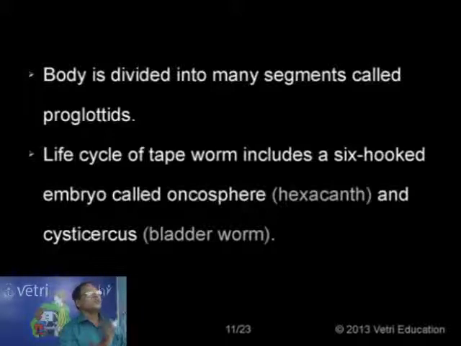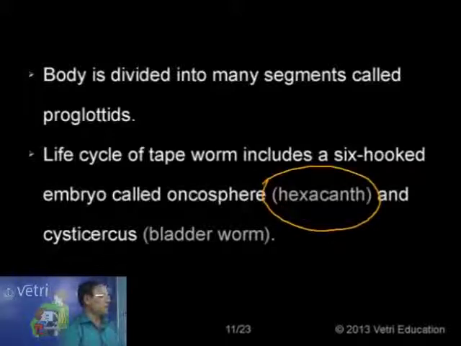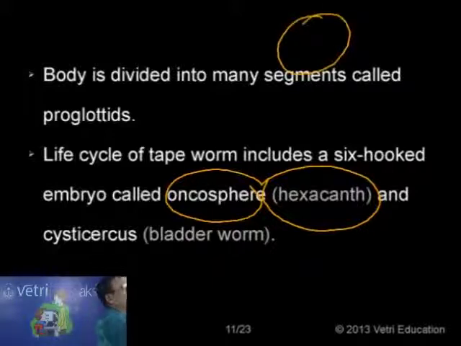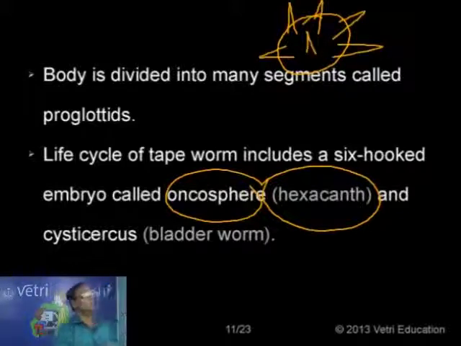The first embryo that is released along with the feces is called the hexacanth embryo, also called the oncosphere. Onco, having hooks or needles. The nature of the hexacanth embryo is spherical, having six hooks or needles. This is an embryo. That's why the name hexacanth is given. Oncosphere: a sphere-shaped structure with needles or hooks, and that is the first stage.